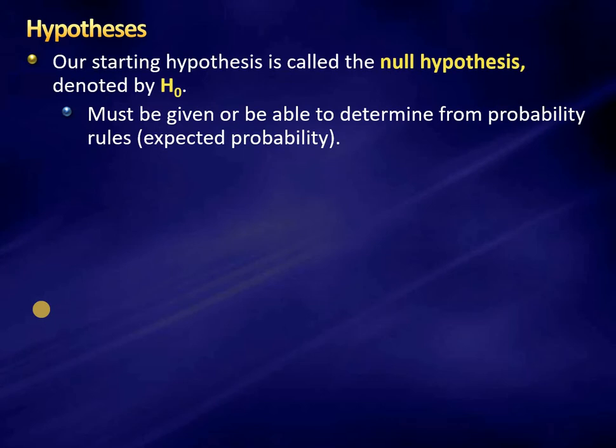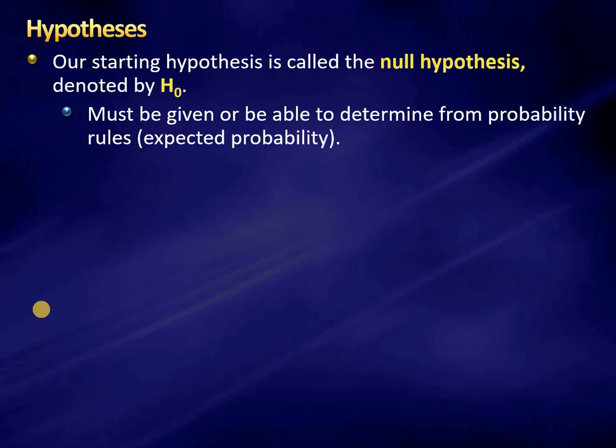Right? It's what you're claiming. Our starting hypothesis, the null, is H0. You're going to be given this. Like, you're going to say, I think, or they believe, that 90% of students pass the SOL tests. That's what we believe to be true. You're given that, or it's something that you're going to be able to figure out from your rules of probability.